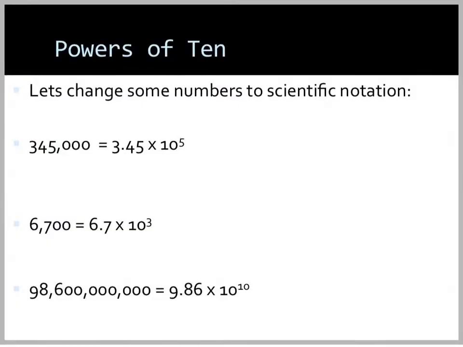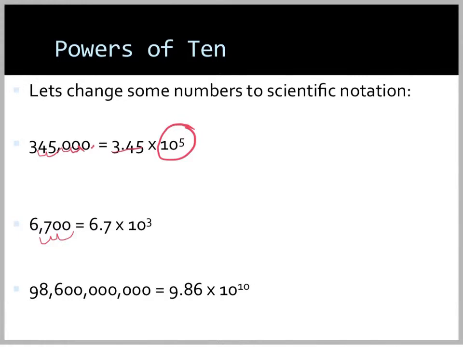So let's look at some powers of 10 and changing numbers to scientific notation. 345,000. The decimal point's right here. I'm going to move it over 1, 2, 3, 4, 5 places. So I get 3.45 times 10 to the 5th. Or 6,700. I move the decimal over 1, 2, 3 times. So it's 6.7 times 10 to the 3rd.